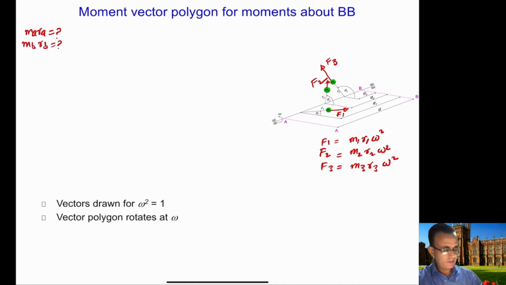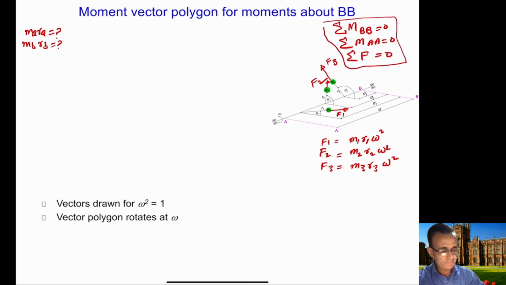So as we discussed earlier, we can use these conditions here: the summation of all the moments at B equals 0, the summation of all the moments at A equals 0, or the summation of all the forces equals 0. In this case, for example, if we just use the first condition, the summation of all the moments at B equals 0, this means that we will be taking moments about this point here, from the location B.